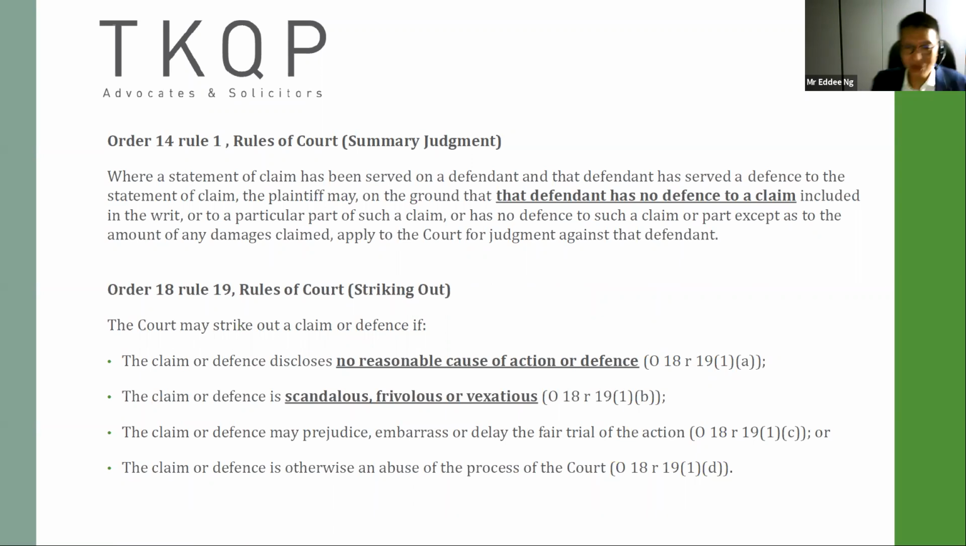The court may strike out a claim or defense if the claim or defense discloses no reasonable cause of action or defense. Striking out is really a procedure to remove claims or defenses which are legally unsustainable. It is not at all a factual inquiry. If you apply for striking out under Order 18, Rule 19, 1A, you're not allowed to file affidavits, so the court doesn't consider the affidavit.